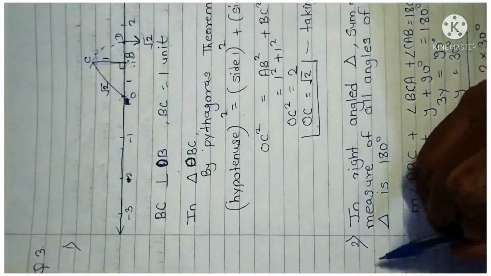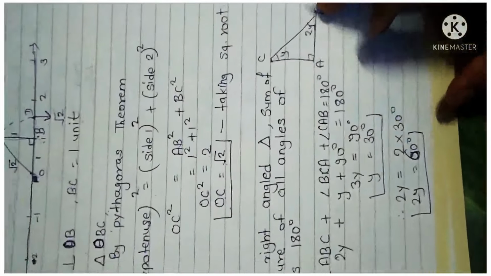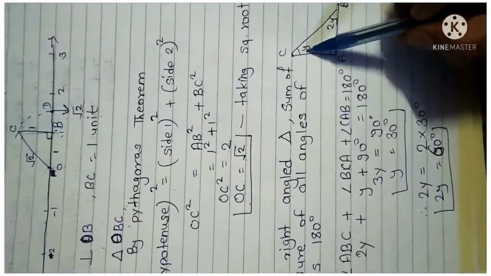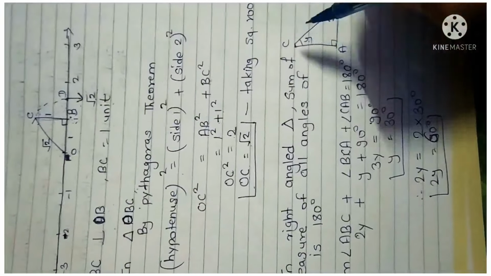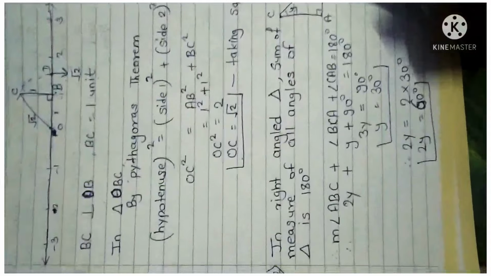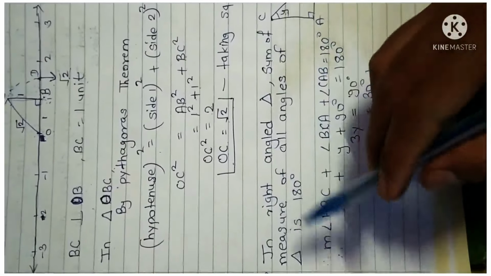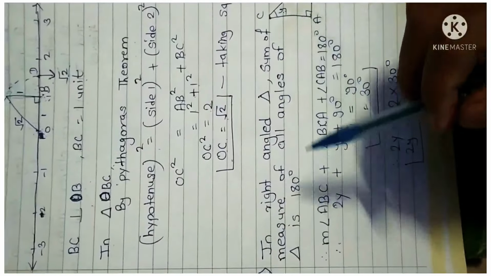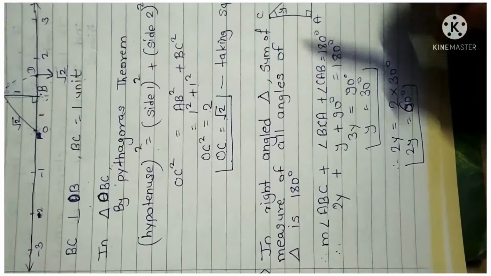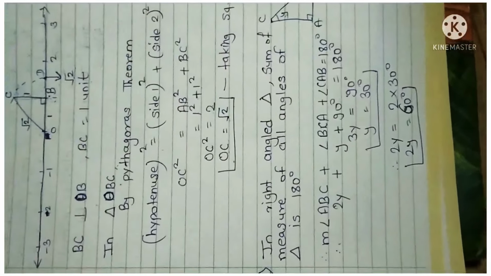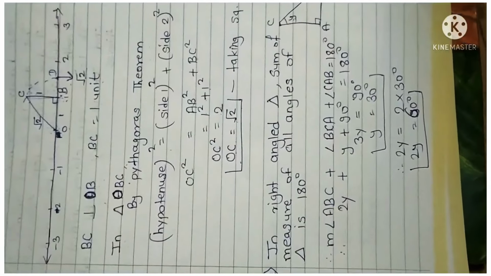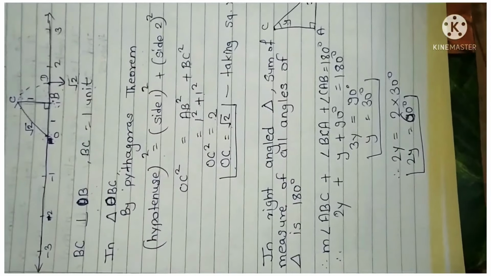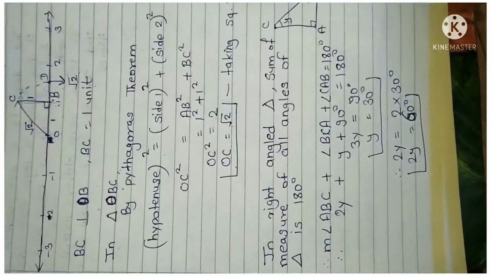Then question 2. Suppose this is our triangle, and the measures of the angles are y and 2y. So we can state that in any triangle, let's take a right-angle triangle, the sum of the measures of all the angles of the triangle is 180 degrees. This is a common and most important theorem in your study, because this theorem will help you the most. The sum of the measures of all the angles of a triangle is 180 degrees.